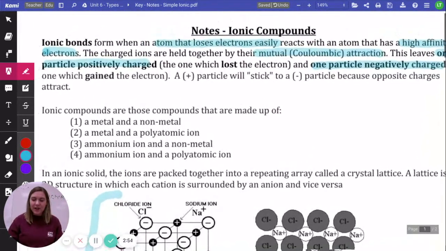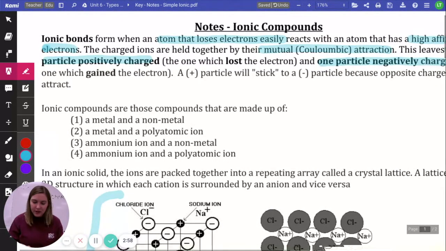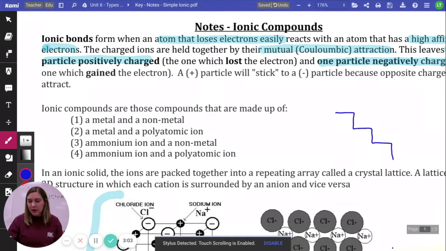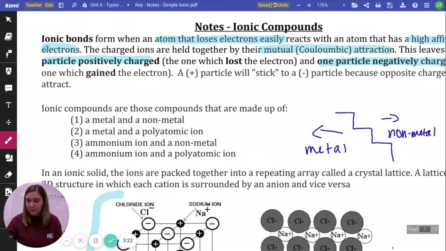Okay, so ionic compounds in general are made up of a metal and a nonmetal. If you remember our periodic table, we have our zigzag line. Everything to the left of our zigzag line is going to be a metal, and everything to the right of our zigzag line is going to be a nonmetal. All right, so a metal and a nonmetal.